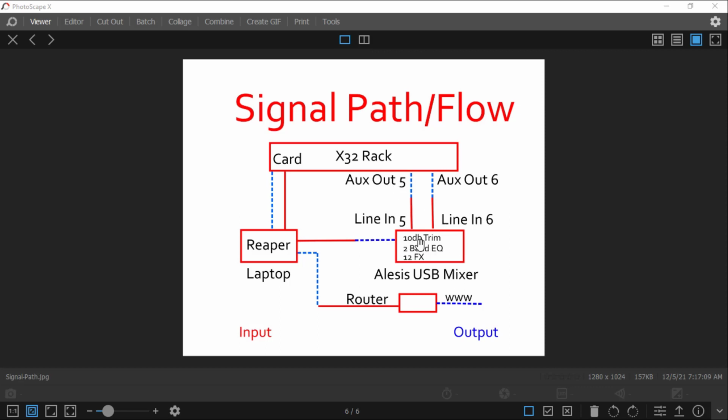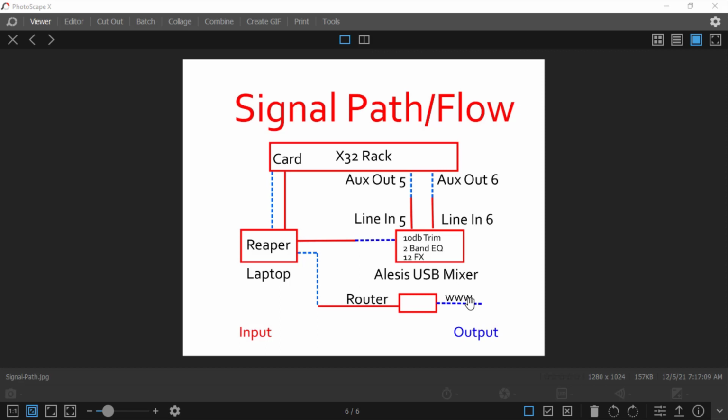Now on the mixer itself, I have 10 dBs of trim, 2-band EQ that I can use, and I've got 12 FX effects that I can apply to it. From there, it comes out of the Elias and goes back into the laptop, which then comes out and goes to the router, which then goes out across the World Wide Web. Okay, so the signal path's not really hard to figure out. The routing on it is absolutely simple.